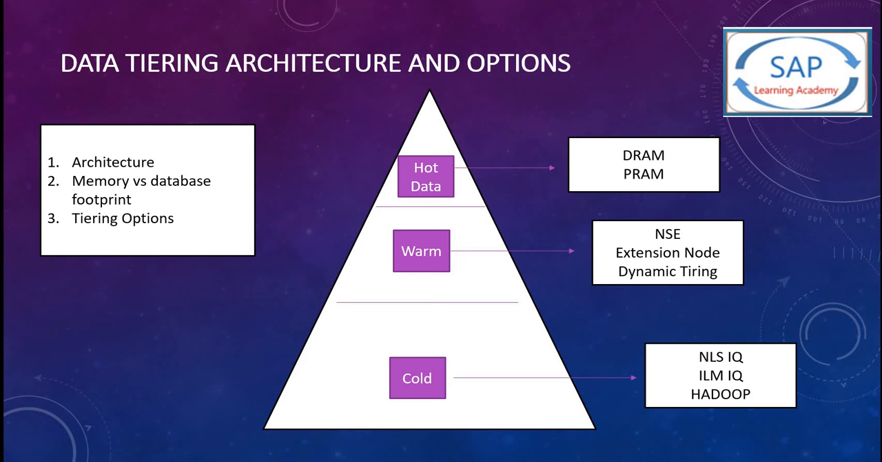So cold data is generally read only. If we want to write something, then we have to move the data into hot data, keep it in HANA memory, write the data, and again put it back to cold data. But warm data and hot data are always in read and write mode.